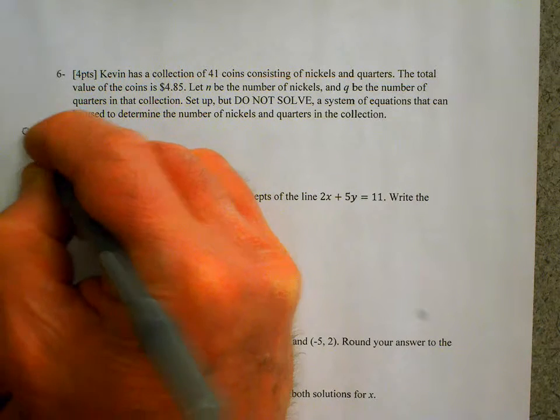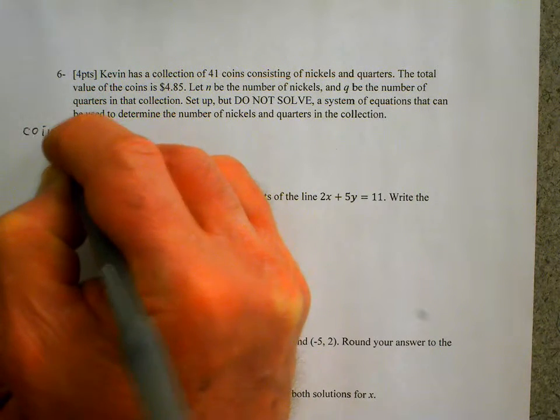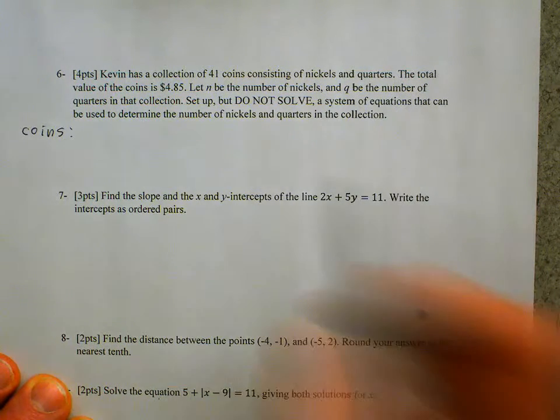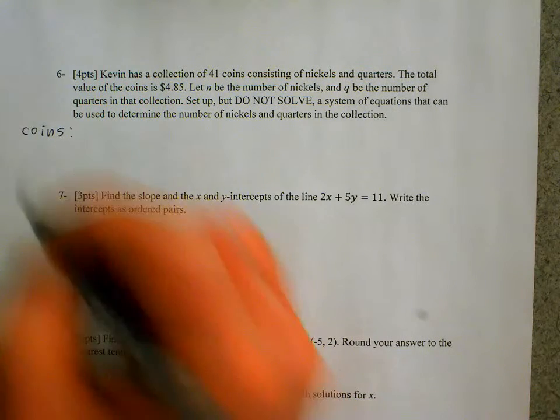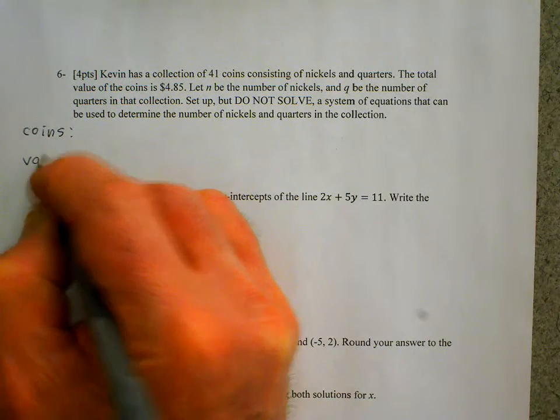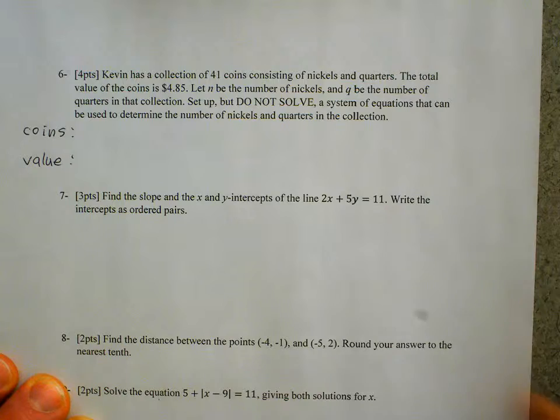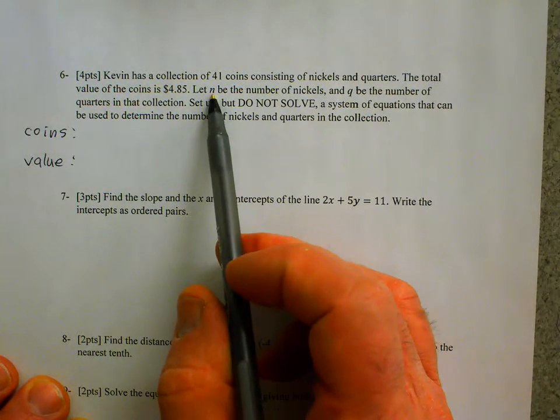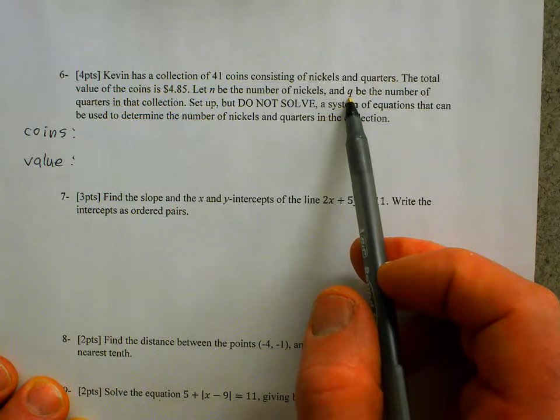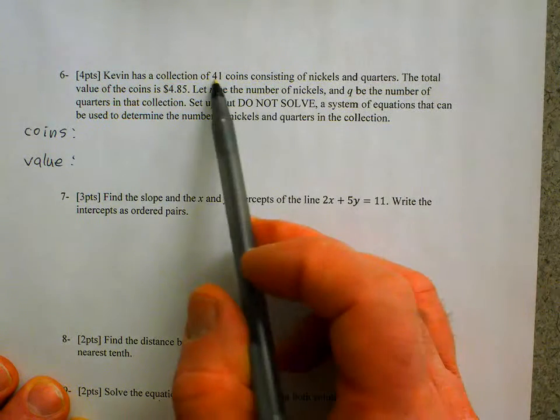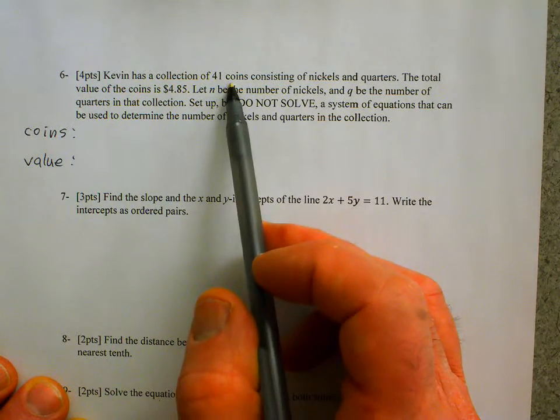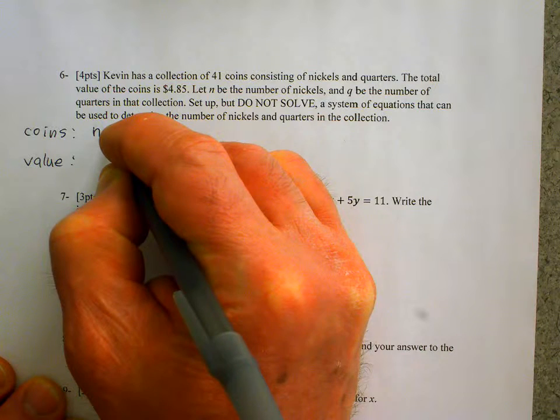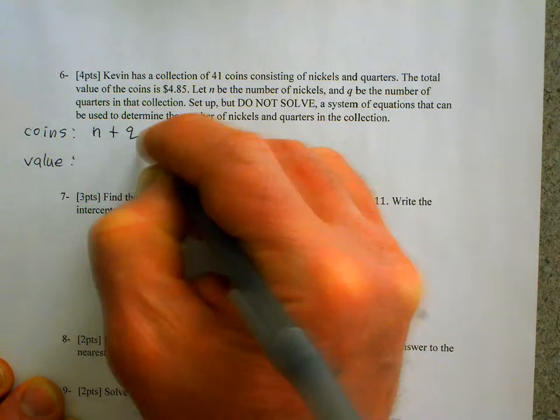Okay, so one of the equations has to do with the number of coins. And the second equation has to do with the value, the monetary value of those coins. So if n represents the number of nickels and q represents the number of quarters, and altogether there are 41 nickels and quarters, then one equation is just the number of nickels n plus the number of quarters q equals 41.